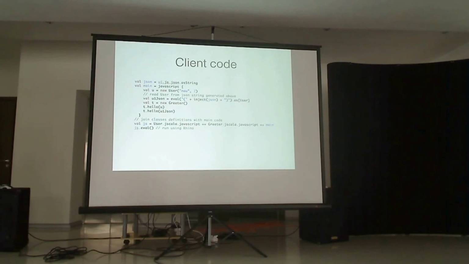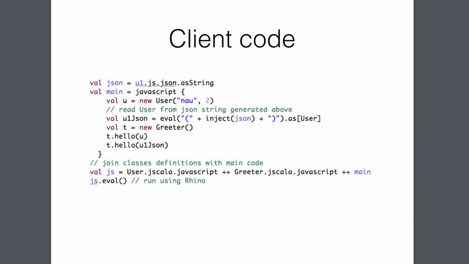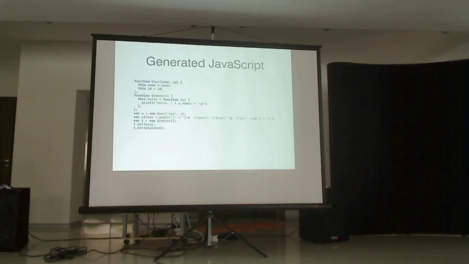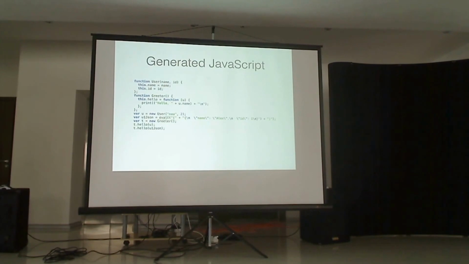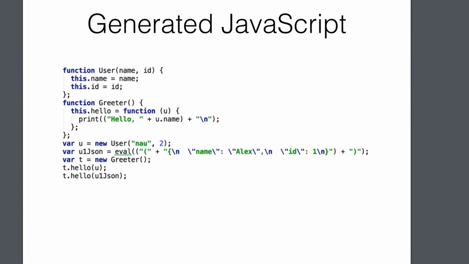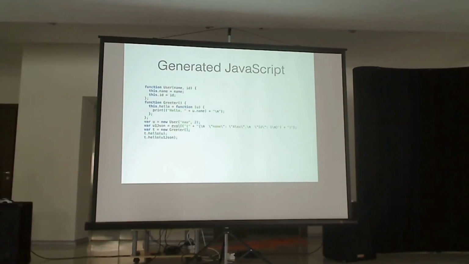And if we call this JS method, we'll get an implementation of this Greeter class in JavaScript. We can evaluate it using Rhino, for example, and we will have quite the same result. So this is what's going to be generated. And when we evaluate it, it's going to get the same result.